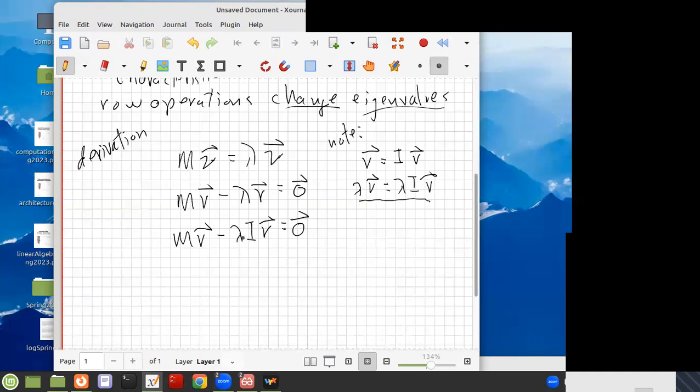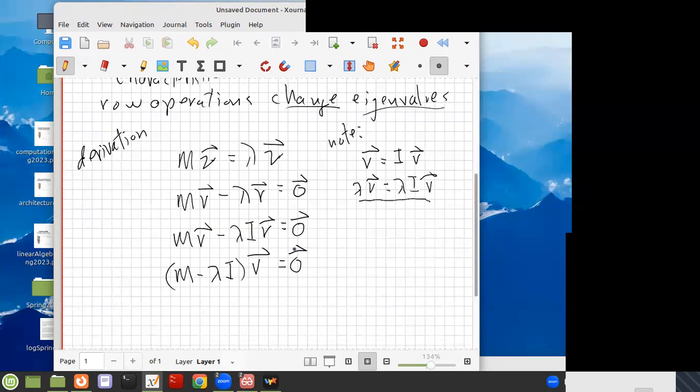I can just use the properties of matrix multiplication because that's formally matrix times a vector, which is a special kind of matrix, matrix times a vector. So write this as M minus lambda I, the identity matrix, times V equals the 0 vector.